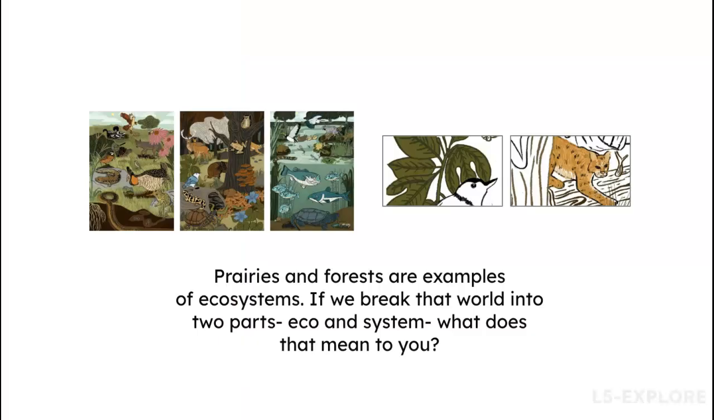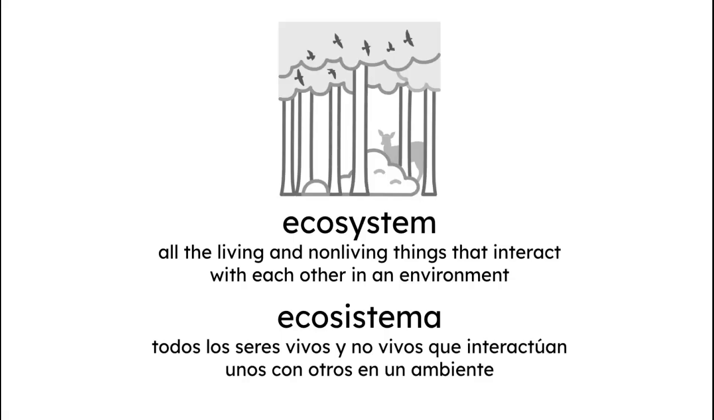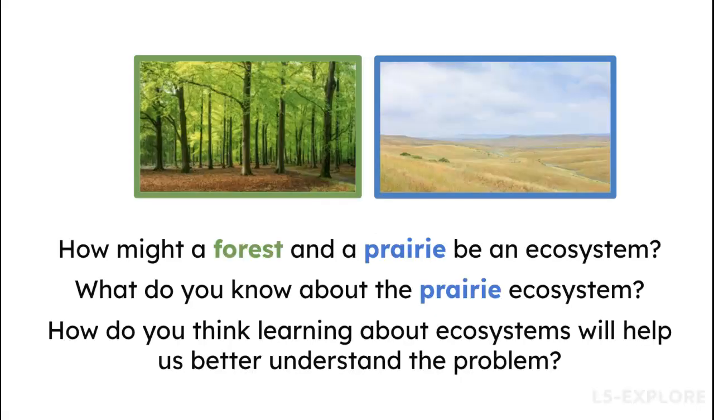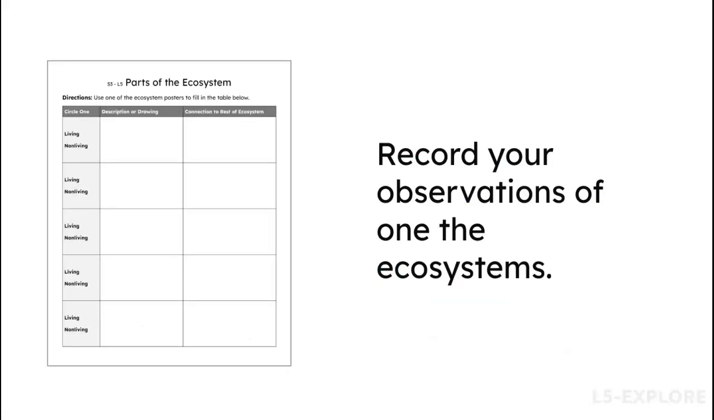For the Explore portion, you'll put students into groups with the forest and prairie posters and a set of cards for the ecosystem investigation. You'll talk over the vocabulary word ecosystem. Students will make observations between the posters, the cards, and the living and non-living things in the ecosystem. You'll have students use the Parts of the Ecosystem student journal page to record their observations.